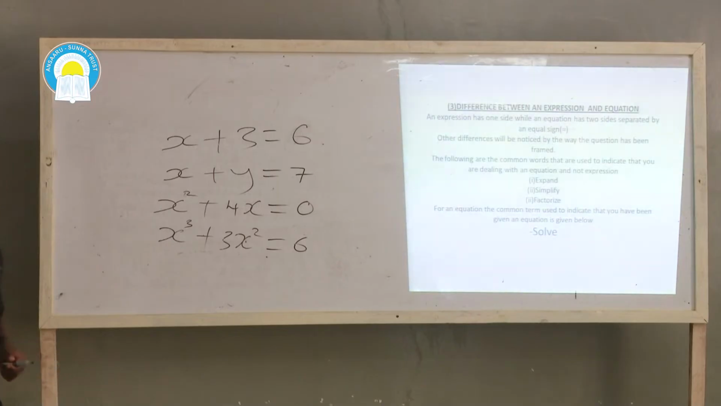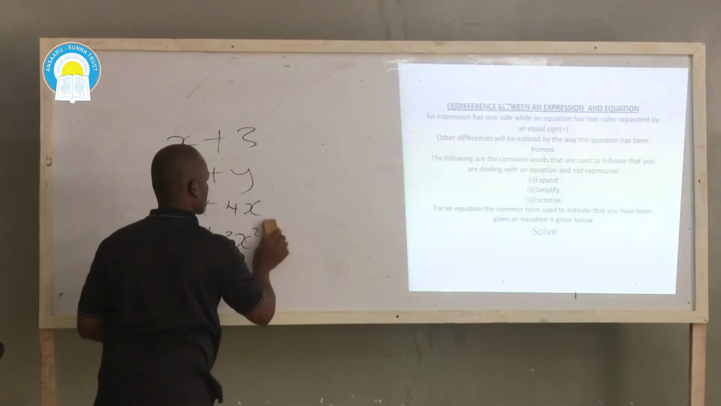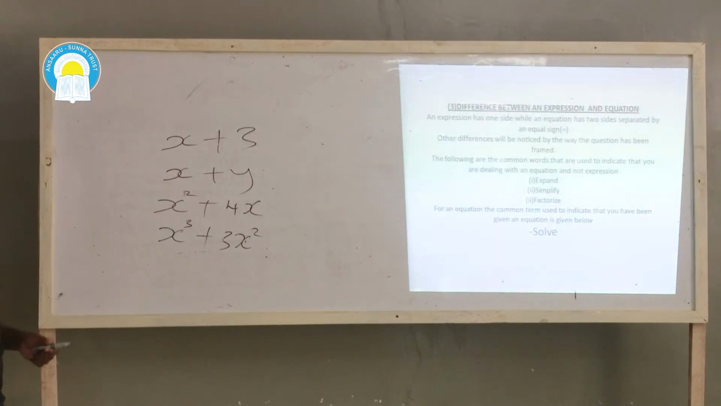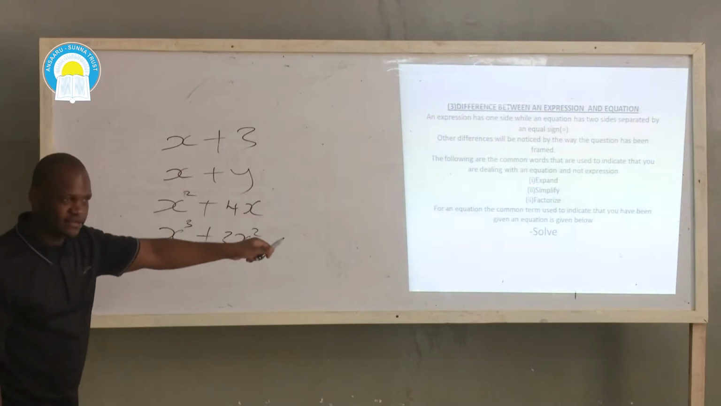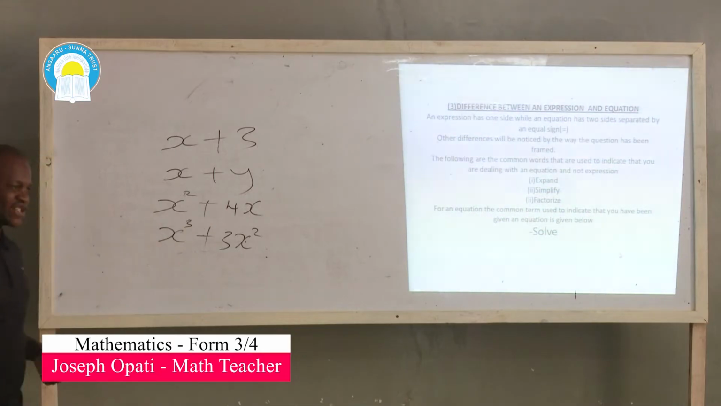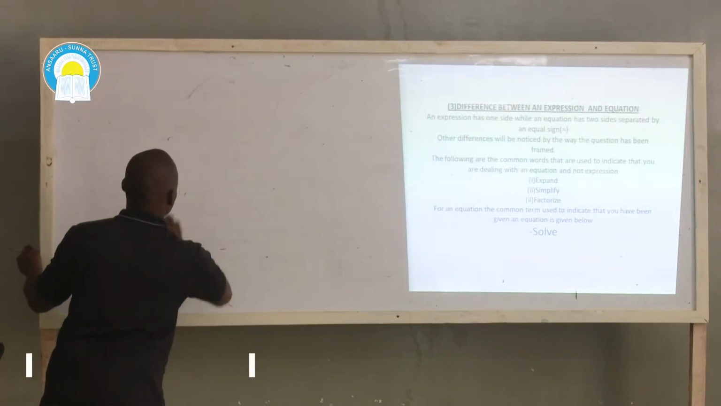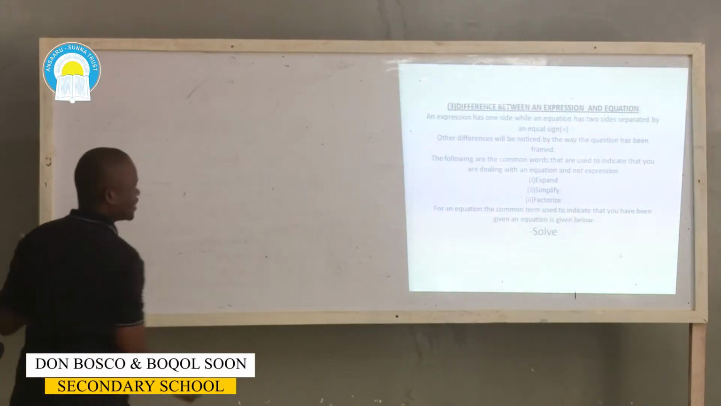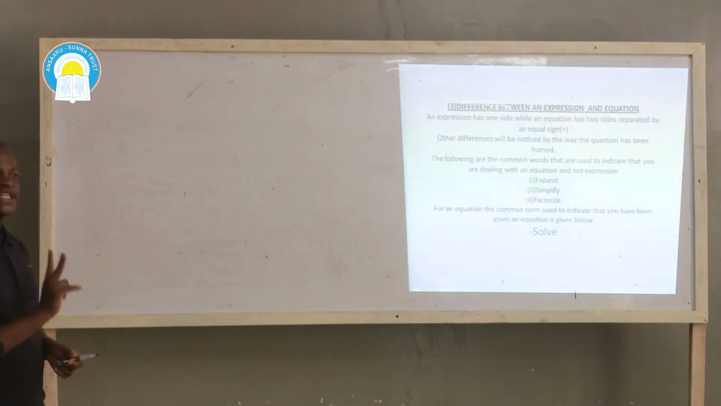Now, if you are dealing with an expression, where we don't have two sides and we don't have the equal sign, the keywords will be expand, simplify, or factorize. I just want to make sure you get that right. So the words to indicate that you are dealing with an expression are three keywords.